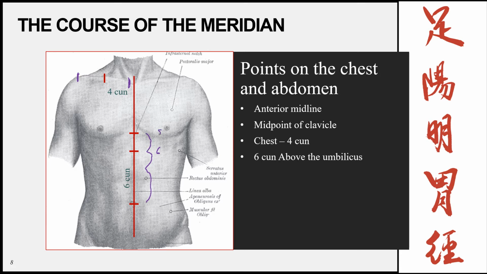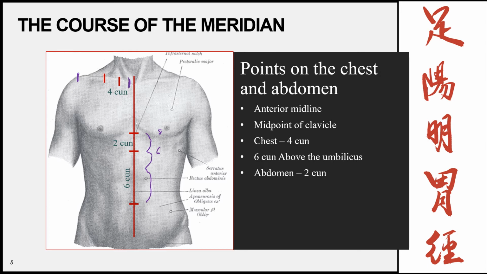And then once we have these measurements, what we do is we draw a line down from the midclavicular line, straight down, all the way to just below the nipple in the 5th intercostal space. And then what will happen here is that the meridian will move more medially from 4 tsun lateral to the midline to 2 tsun lateral to the midline.